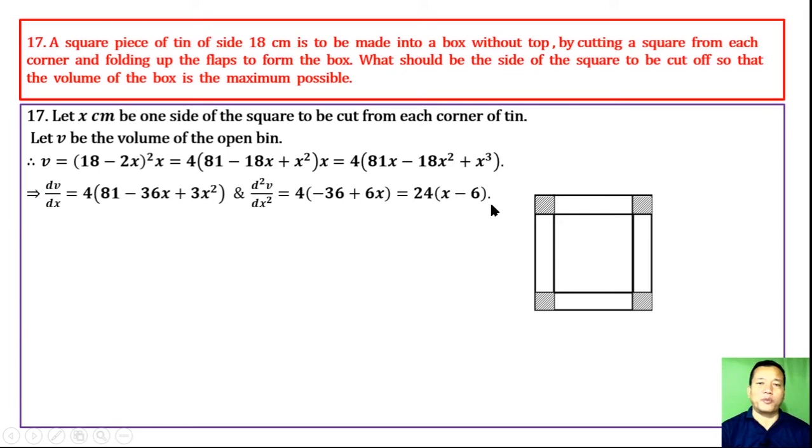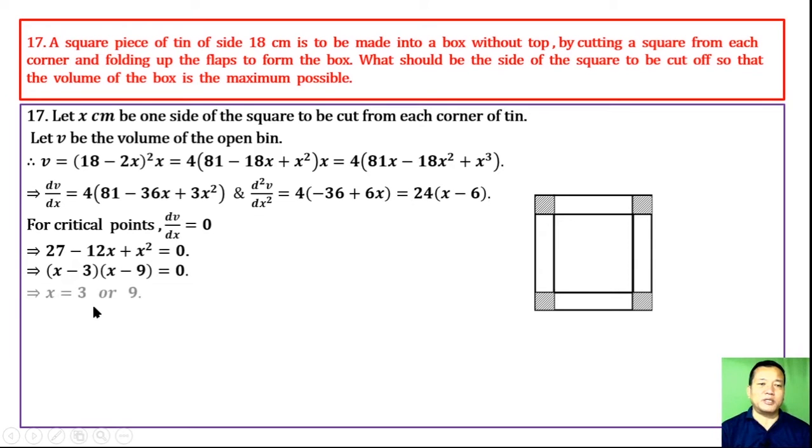V is now a function of x, therefore dV by dx is equal to this, and the second order derivative with respect to x is this. For critical points or extreme points, dV by dx equal to 0 gives a quadratic equation in x. Factorization gives this and solving, x can be 3 or 9. Therefore x equal to 3, because x equal to 9 is impossible.